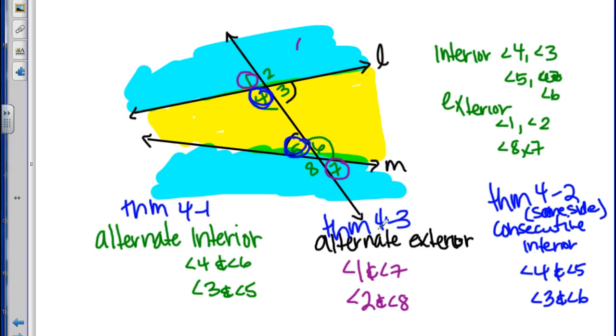All right, so cool things happen when our lines are parallel to each other, and I will talk about that in the next video.